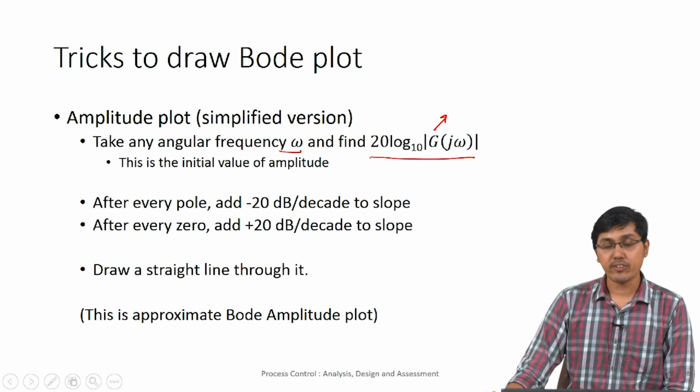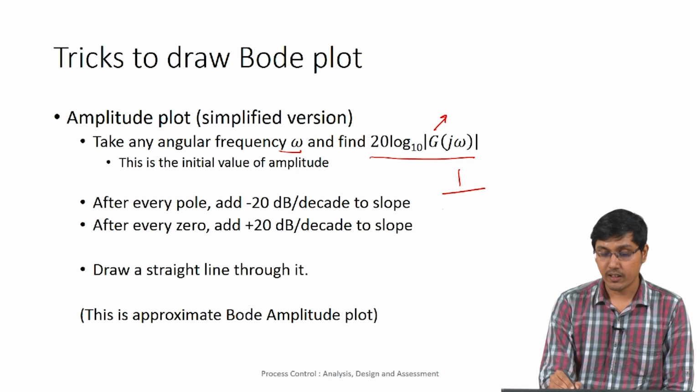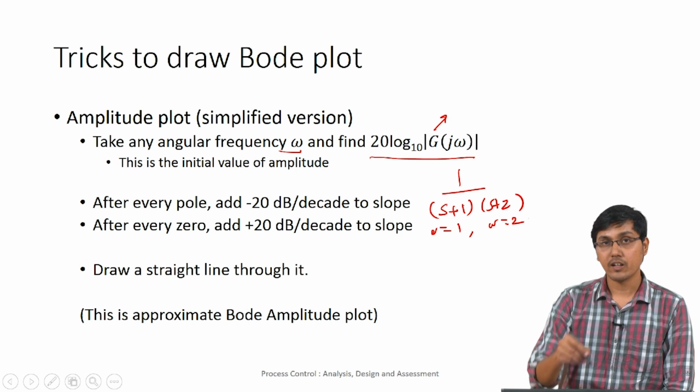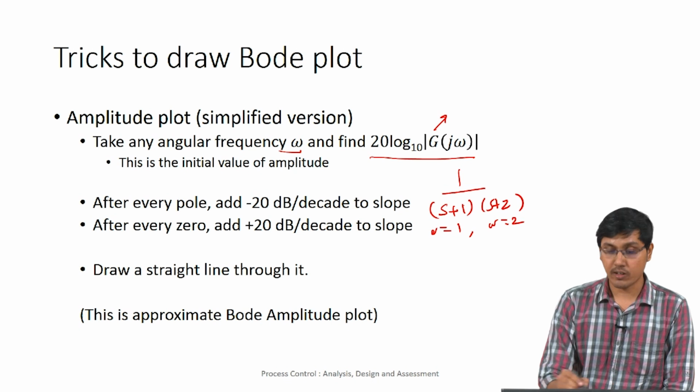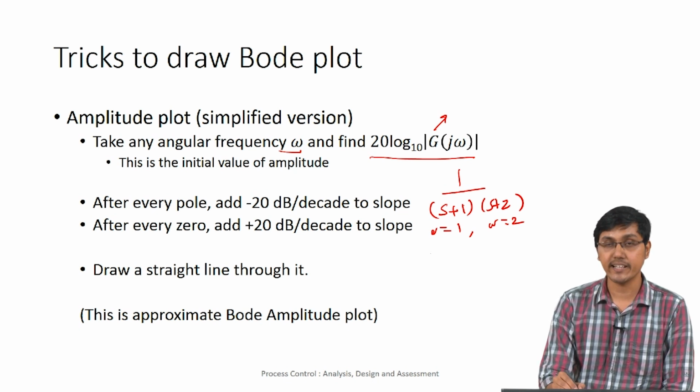After every pole, for example if you have a function with s plus 1 and s plus 2, at omega equal to 1 and omega equal to 2, after every pole you add a slope, that is, you change the line to a slope of minus 20 dB per decade.